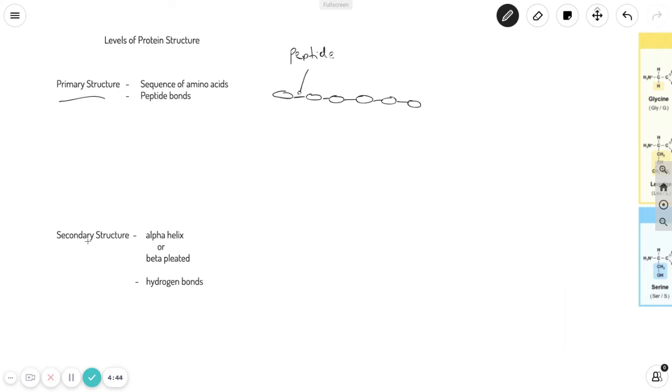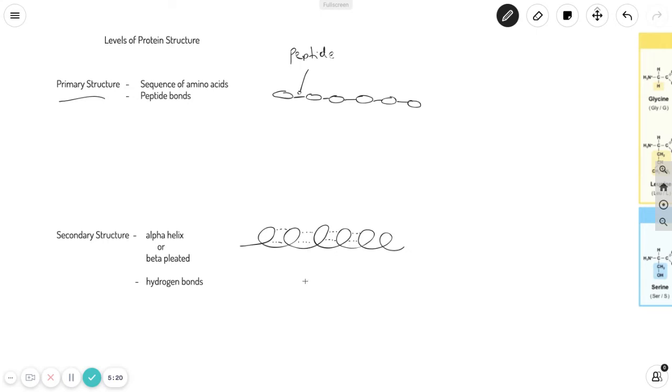So the secondary structure, 2 different things can happen. When these amino acids start to join together, the chain can begin to form a helix, and that helix is going to be held together by hydrogen bonds between the different amino acids. They're going to hold this together. So it's only hydrogen bonds formed here.